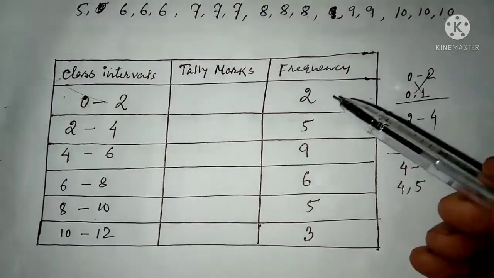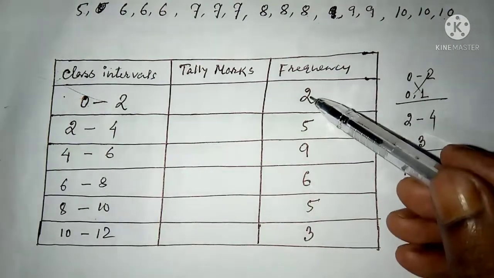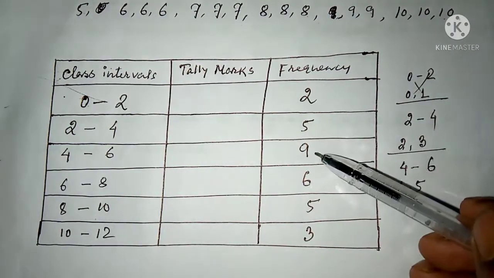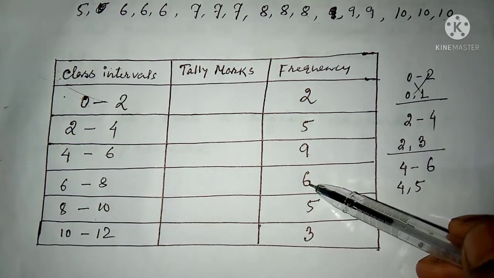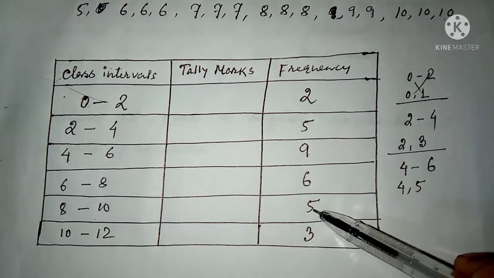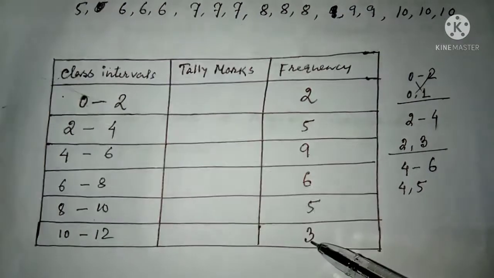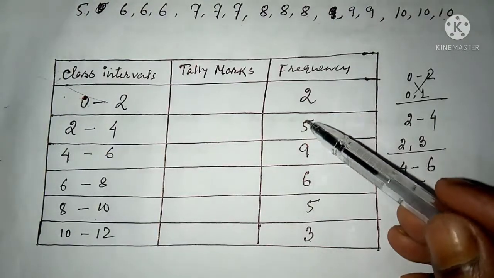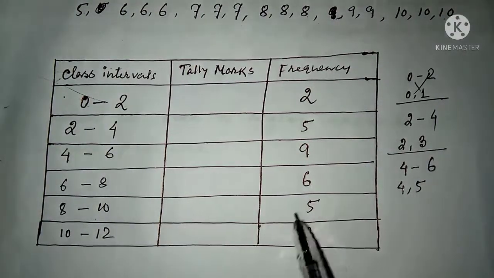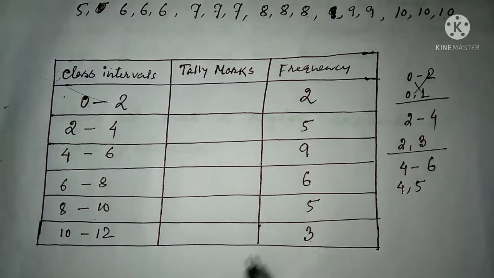Now I'll add all this together. 2 plus 5, that is 7, 7 plus 9, that is 16. 16 plus 6, that is 22, 22 plus 5, that is 27, 27 plus 3, that is 30. That means we are getting the frequency for the 30 students here, so our entries are correct. Then we'll try to solve the question sections.